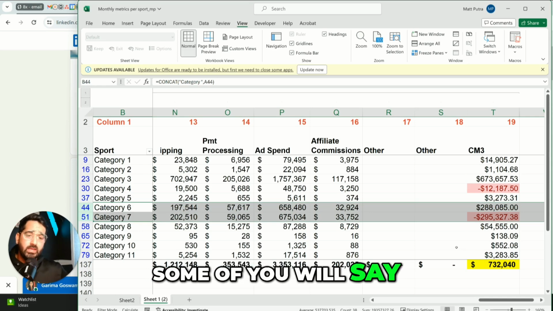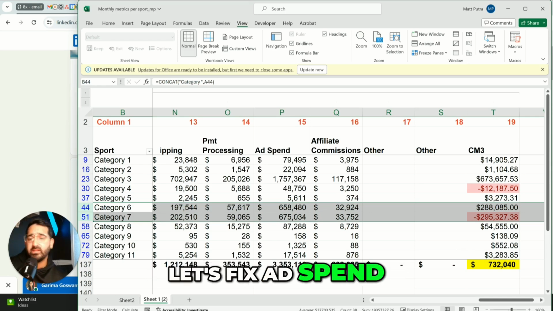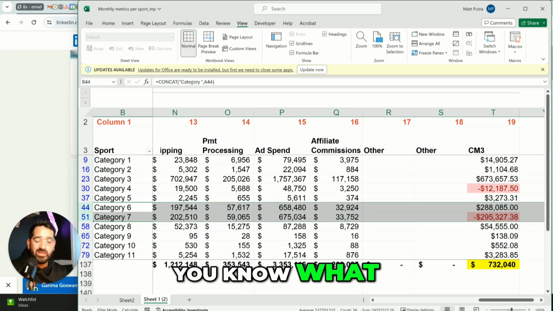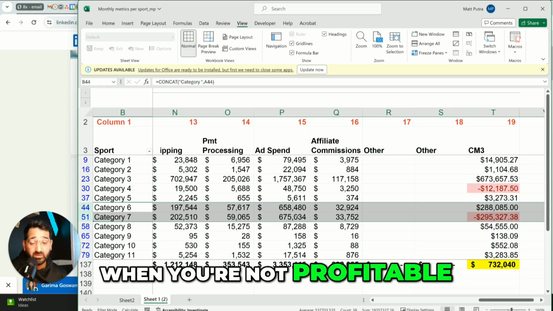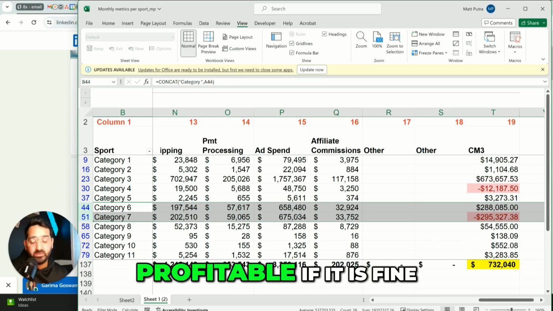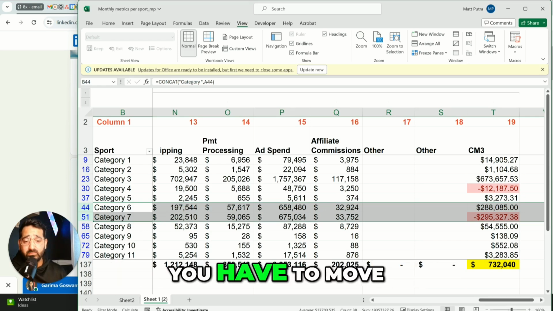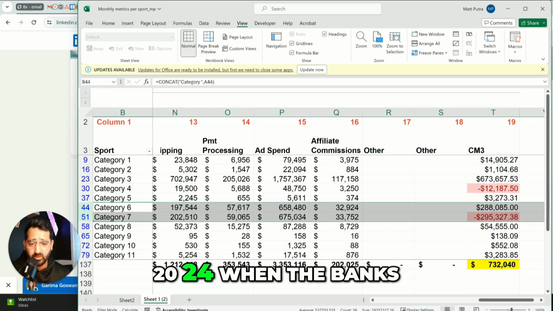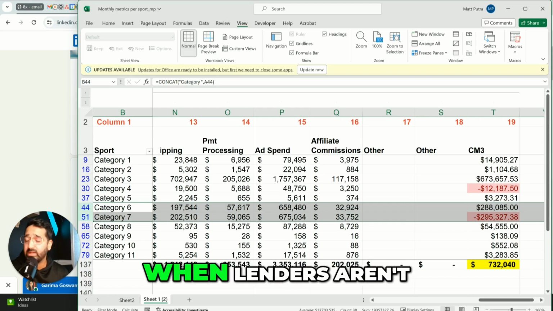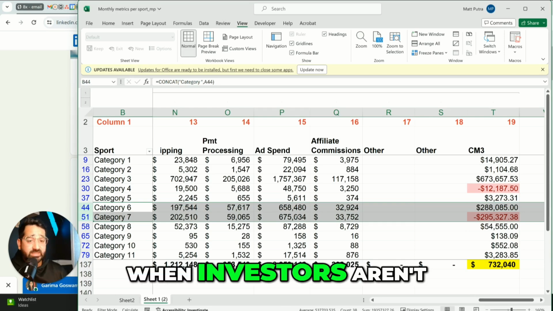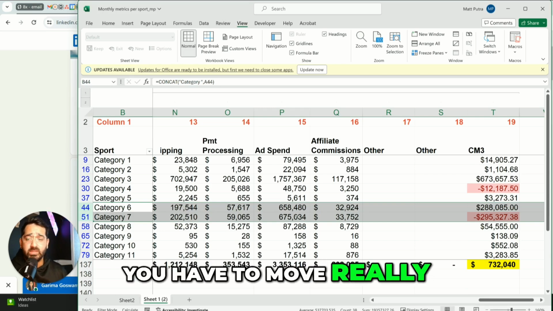Some of you will say, well, let's fix ad spend. Let's fix this, fix that. You know what? When you're not profitable, let's say this company is not profitable. If it is, fine. But if you're not profitable, you have to move, especially in 2024 when the banks aren't here for you, when lenders aren't here for you, when investors aren't here for you. You have to move really, really quick.